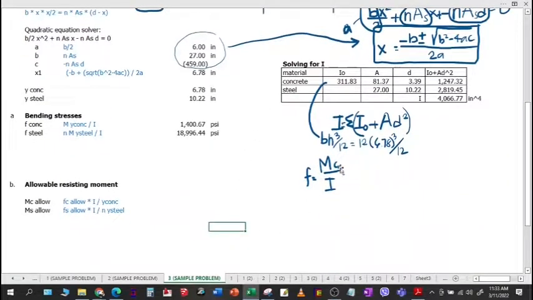Okay, so manipulating this formula, we can have the allowable moment. So moment here will be F times I over C, and F now will be your F allowable, I will be the I of the entire section, and C will depend on the question whether it's steel or concrete. So it can either be concrete or steel.